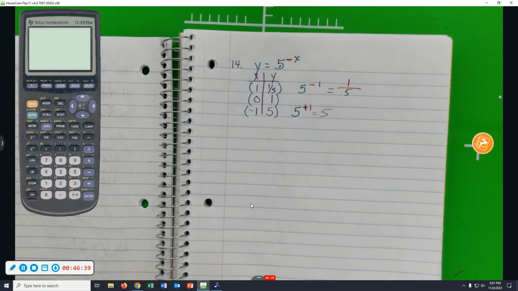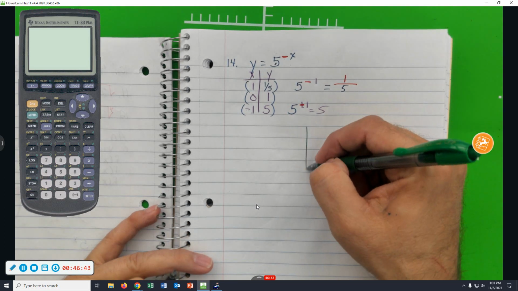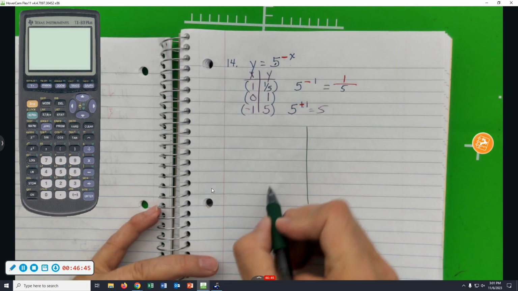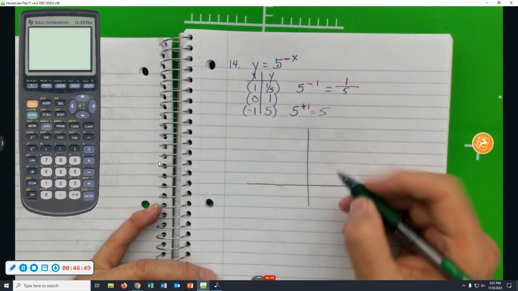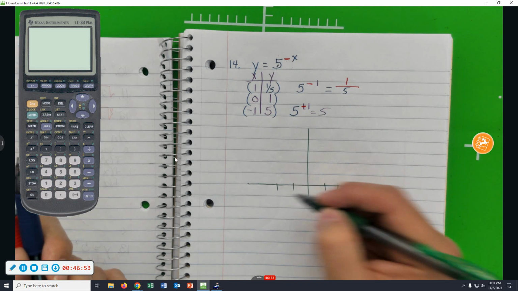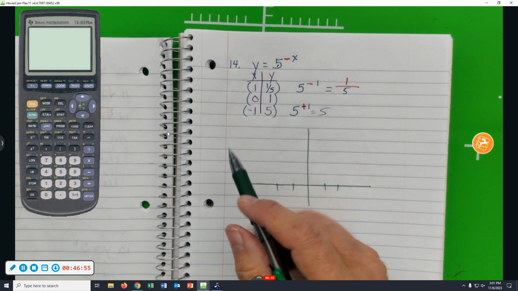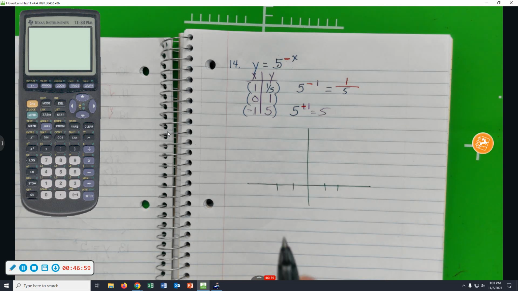So those 3 points, let me draw a little graph. Now, when you're doing this on your own, you may not draw the graph. You might decide, oh, all I want to do is just get a couple of points and look at the graphs. Because there's not an exponential graphing tool.